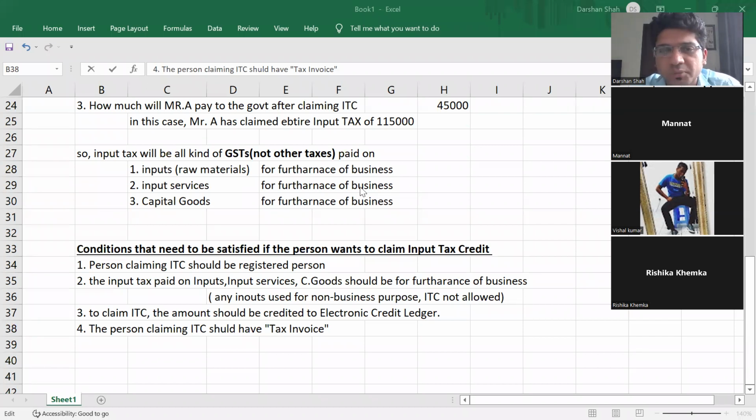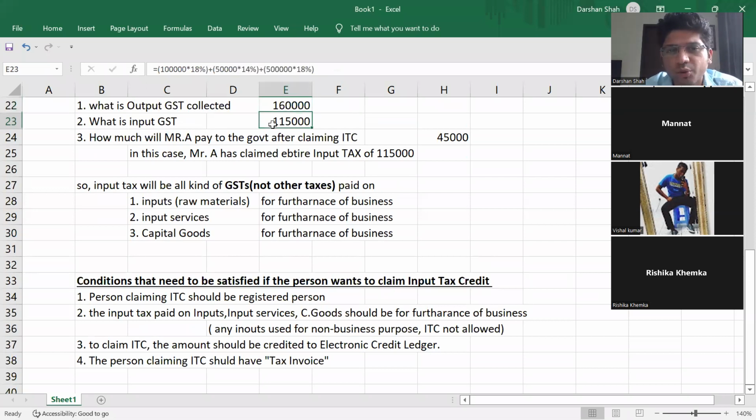Okay. So in this case, Mr. A in this case will credit how much? In our above case, Mr. A will claim 1,15,000 input tax credit, right? So Mr. A has to put this 1,15,000 in electronic credit ledger as input tax.